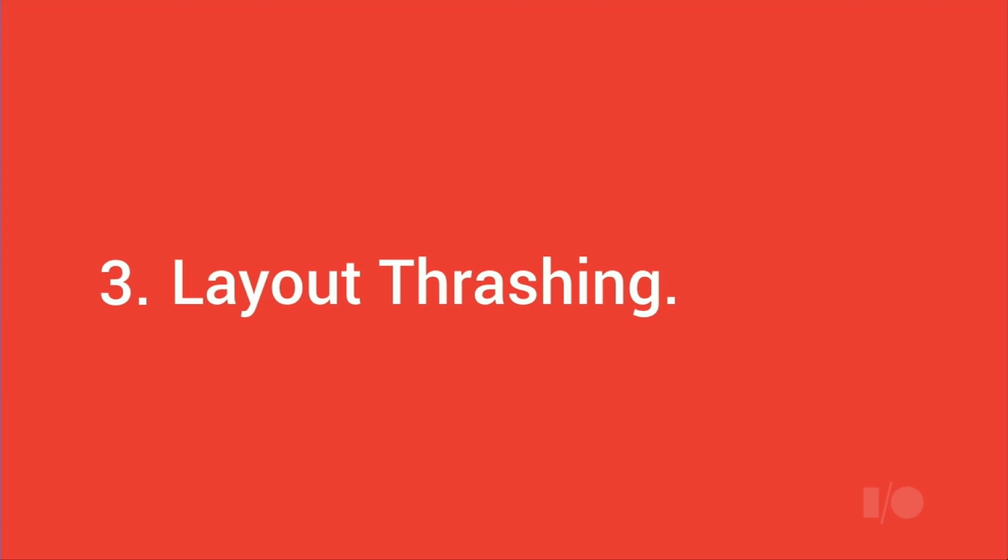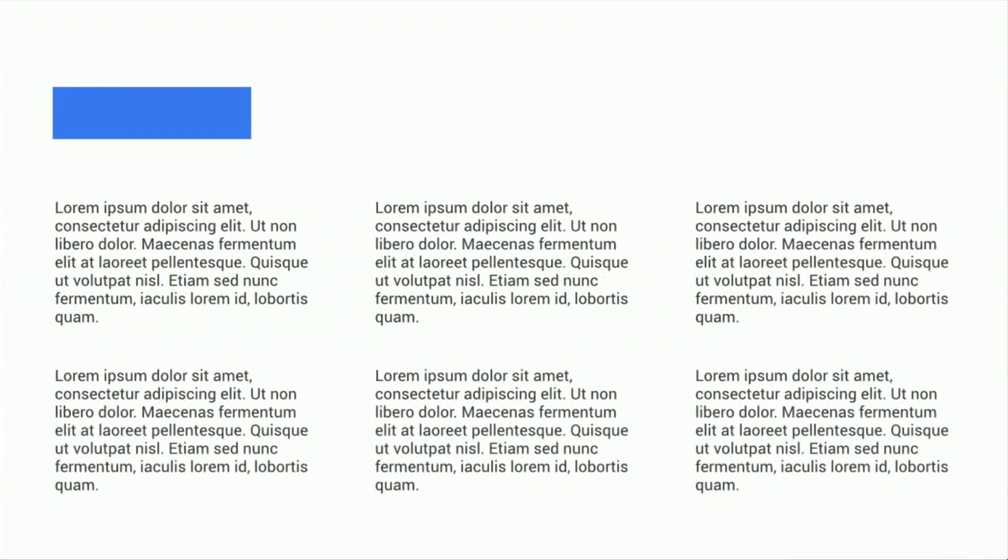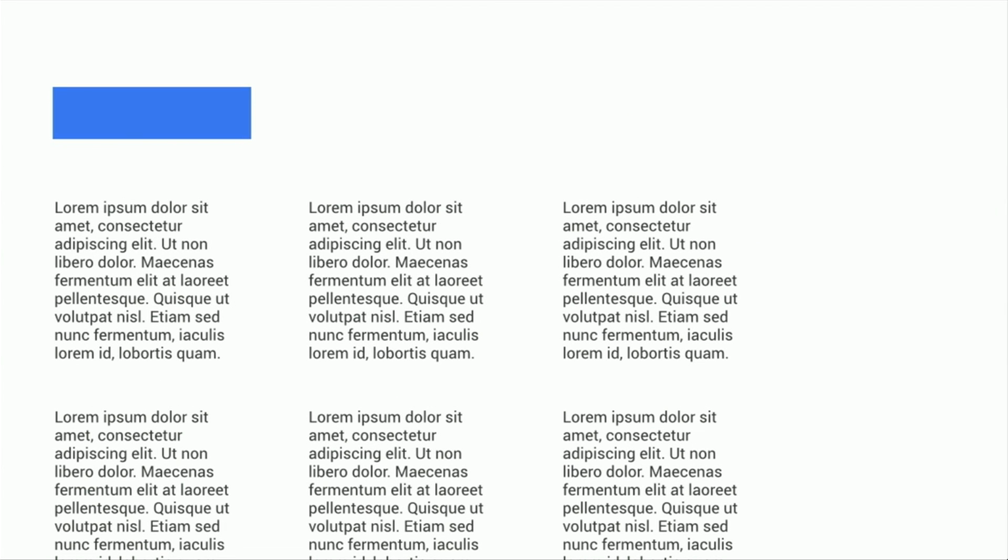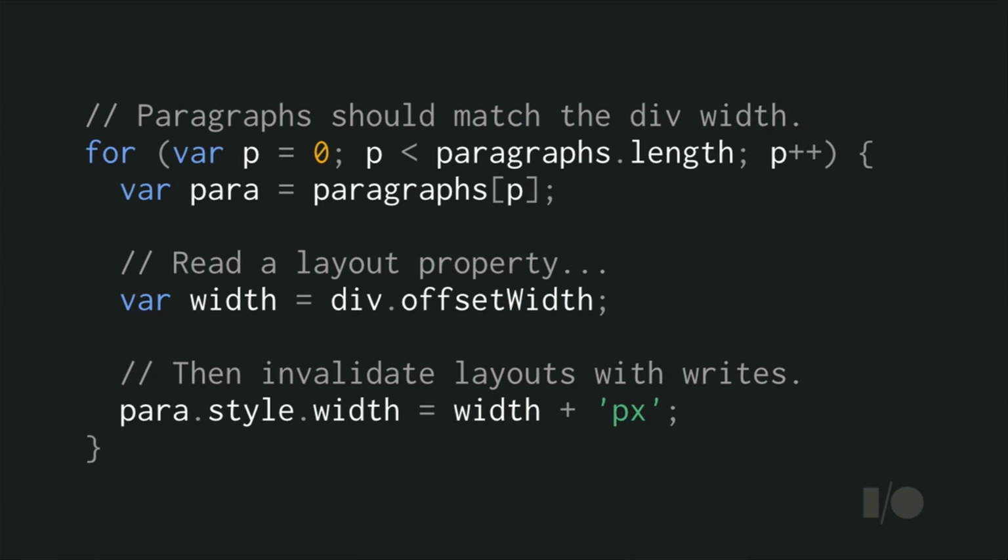Layout thrashing continues to be an interesting one. And what this is, let's take a fairly contrived but fun example. We'd like to resize all these paragraphs to be the same width as this blue block here, like so. And the code for this, I think, would be pretty trivial.